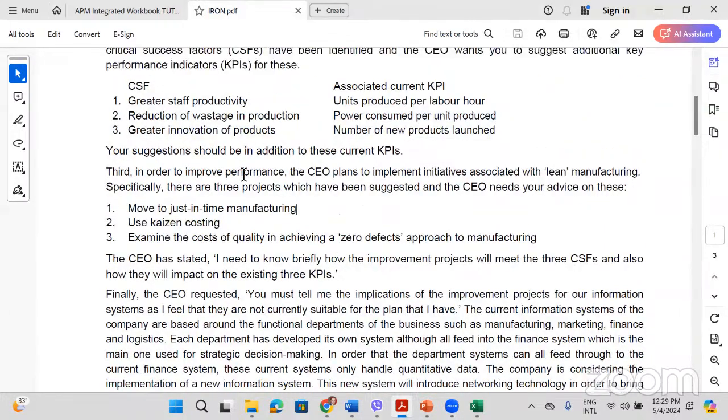So you have to say, this is a nice question now, how this will help you achieve your critical success factors, and what kind of impact this will have on the KPIs. Explaining the 3, we can do that. But can you first try to do this part? What kind of impact will the 3 projects have on critical success factors?